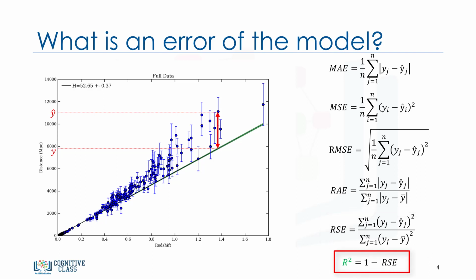R squared is not an error per se, but is a popular metric for the accuracy of your model. It represents how close the data values are to the fitted regression line. The higher the R squared, the better the model fits your data.